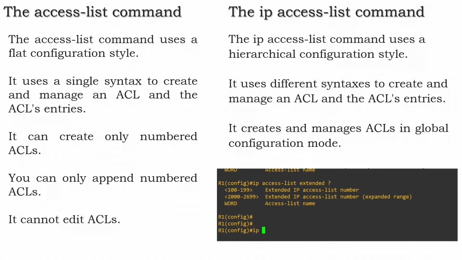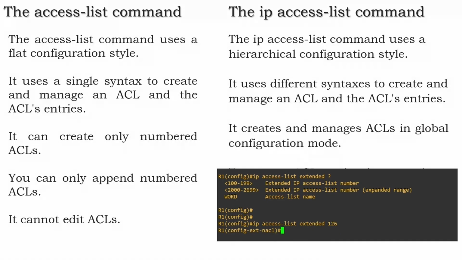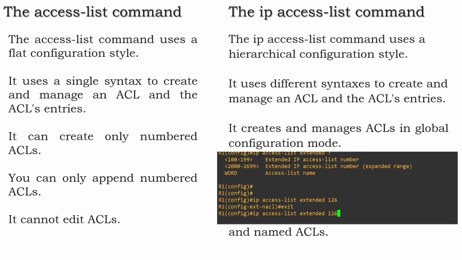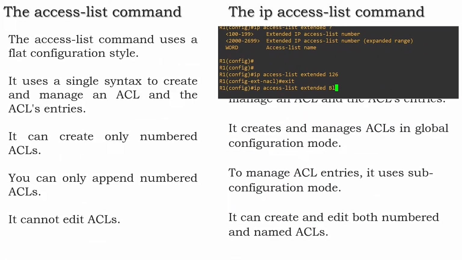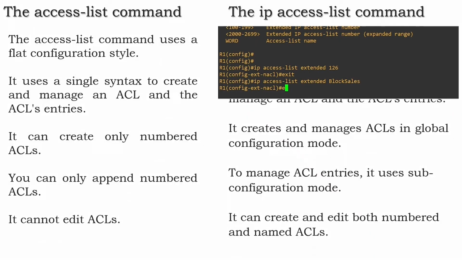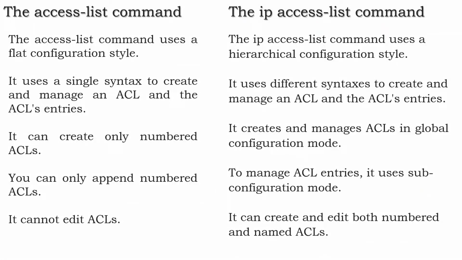The IP access list command uses a hierarchical configuration style. It uses different syntaxes to create and manage an ACL and the ACL's entries. It creates and manages ACLs in global configuration mode. To manage ACL entries, it uses sub-configuration mode. You can use it to create and edit both the numbered and named ACLs.